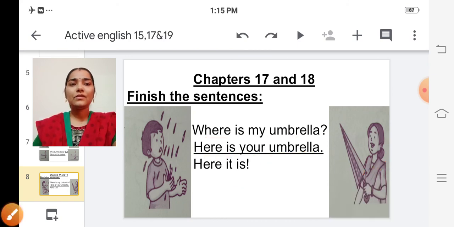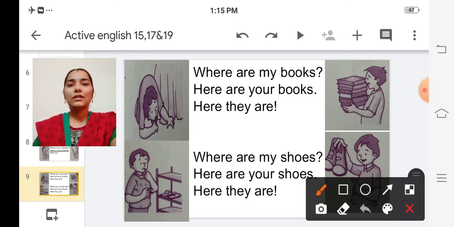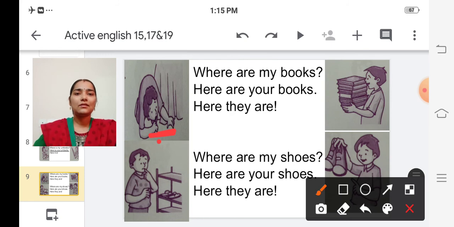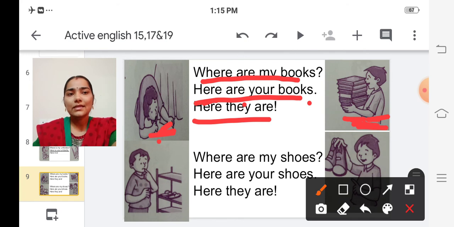The next one is, look at the picture. This boy is searching for something, isn't it? What is he asking? Where are my books? This boy is having his books. So he is answering, here are your books. Here, because he is having. Here are your books. Here they are.